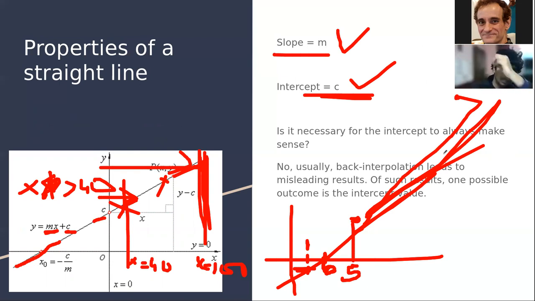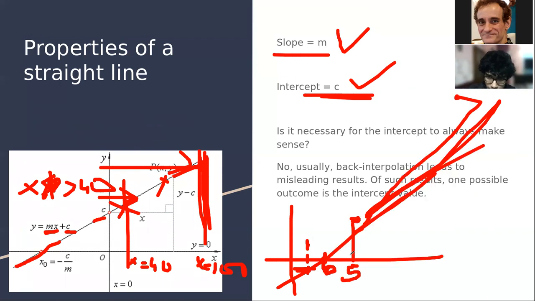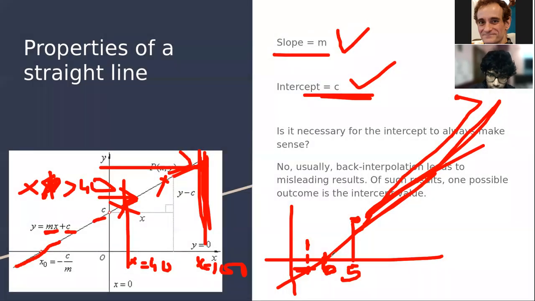Now you can back interpolate it. If you back interpolate it, you reach this point. So for a person who has invested 4 hours, he or she would score 0. And for a person who has invested 1 hour, the results are negative. Does that make any sense? No. So please be wary of these. This usually happens a lot in the industry, so please take it into consideration.